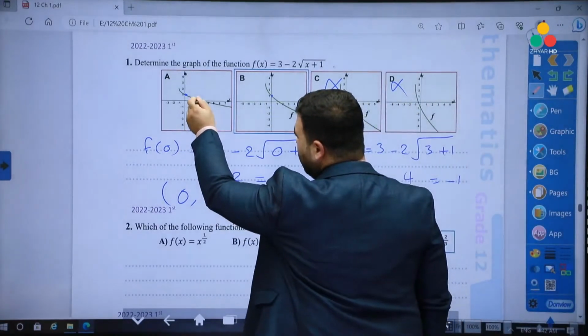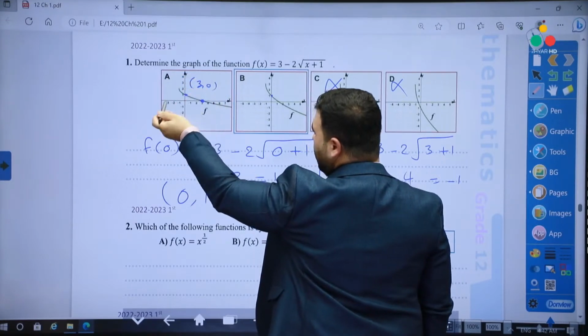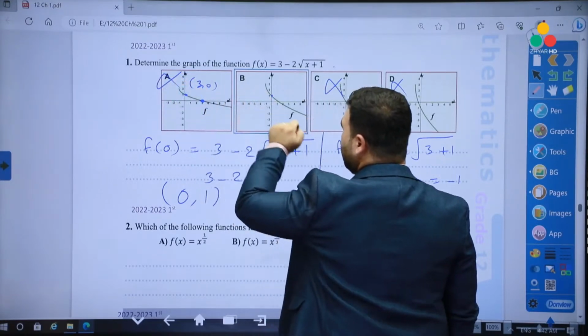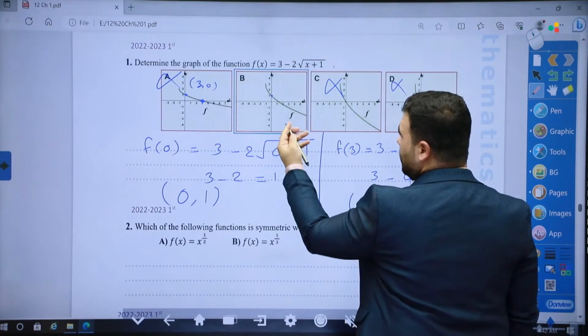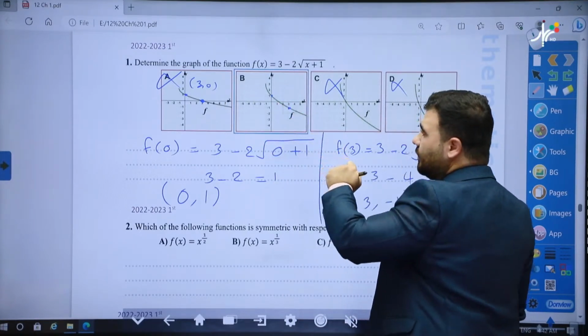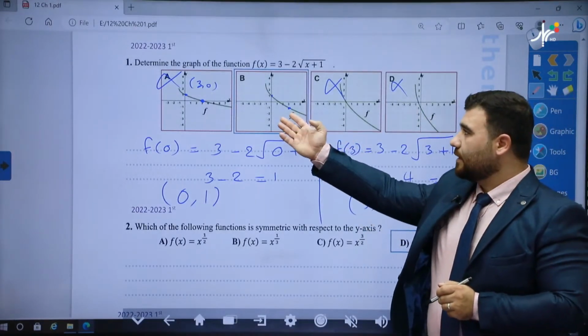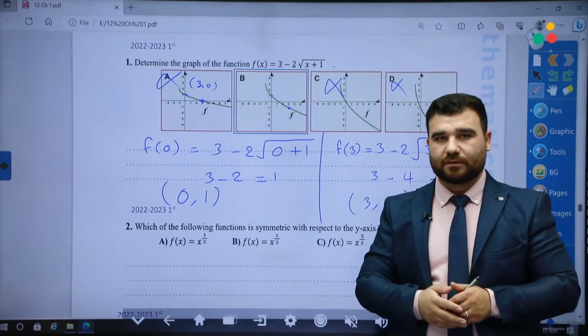If I look at A, this point is not 3, negative 1. This point is 3, 0. Then I don't want this. A is wrong. Makes B the right answer. There is the point 3, negative 1. The point 3, negative 1 is on the graph of B. This means B belongs to this function.